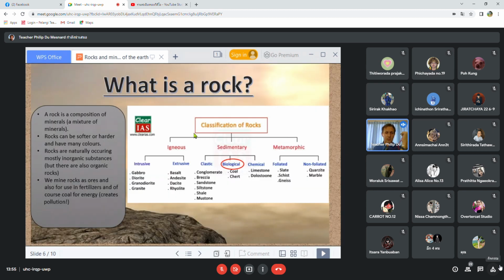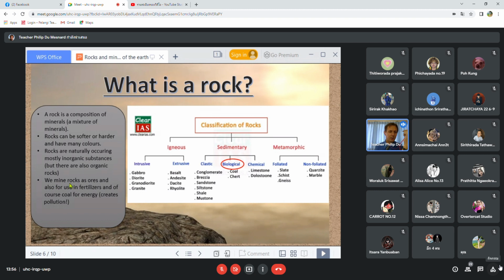Okay, and then this is the classification of rocks. And so we've learned that we have igneous, this is the volcanic rocks, sedimentary, which is when there are layers, and metamorphic, when one rock is changed into another rock. So a rock is a mixture of minerals, maybe 1 or 2 or 3 or 4 minerals. Some rocks are hard, some rocks are soft, they have many colors. Rocks are naturally occurring, which means we can find them in the earth. People did not make rocks. They've been here for a long time.